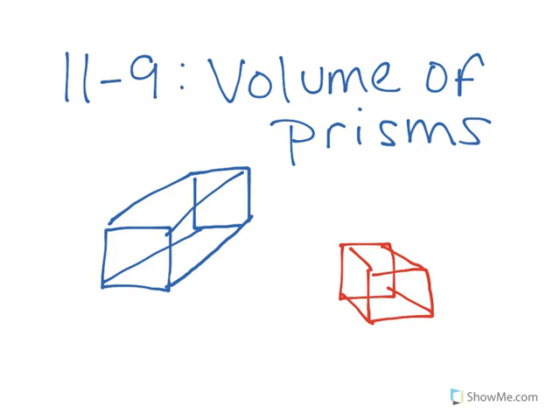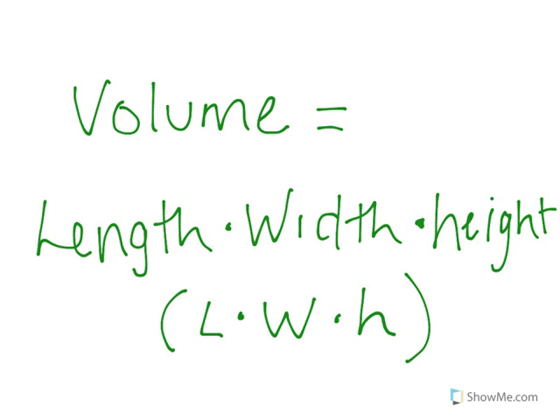This lesson is on section 11-9 called Volume of Prisms. In order to find the volume of a prism, you have to multiply the length times the width times the height. So all we're doing here is multiplying three different units of measure: the length, L, width, W, and height, H.